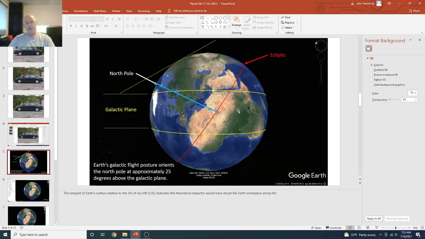The truth of the matter is I couldn't get the circle tool to go any farther down than where you see it right there around the Earth's surface, because that's pretty much where the view stops, and it doesn't go beyond the view to the equator. But yet it leaves a nice little band right there too, right? And this basically is Earth's galactic flight posture, or GFP, orienting the North Pole at approximately 25 degrees above the galactic plane. Now, I'm going to go back here.